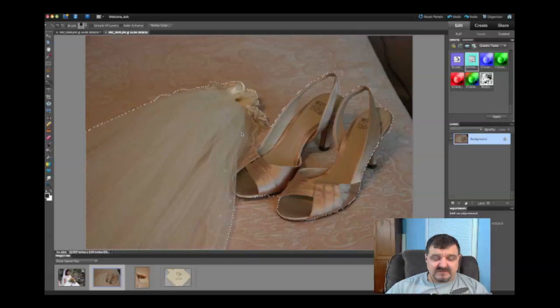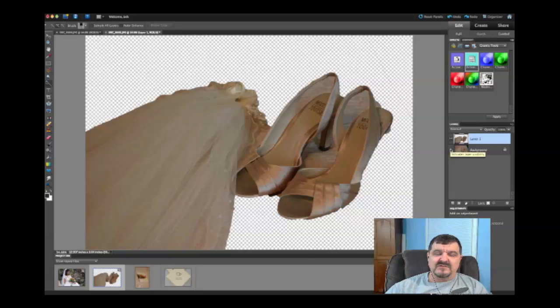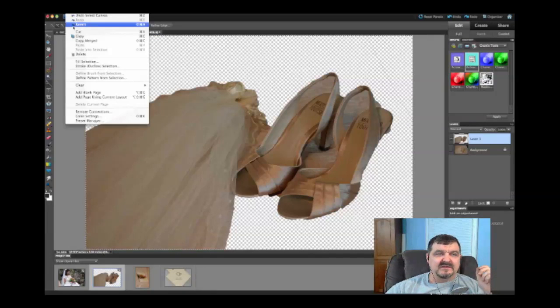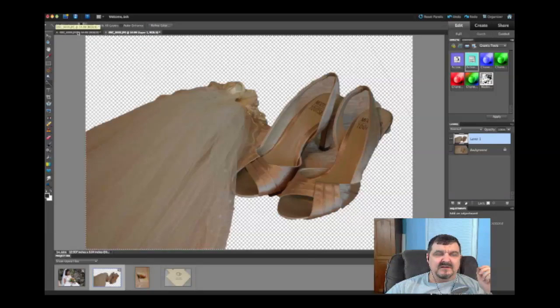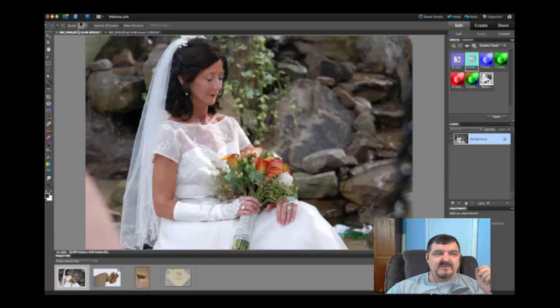Once you have all your selection made, hit Command J on the Mac or the Control J on Windows. And what we're going to end up with is this. We just extracted the shoes and the actual veil itself. Now what we want to do is hit Select All. And just like we do anytime we merge pictures together, we'll hit Edit, Copy, open this picture back up, and hit Edit and then Paste.